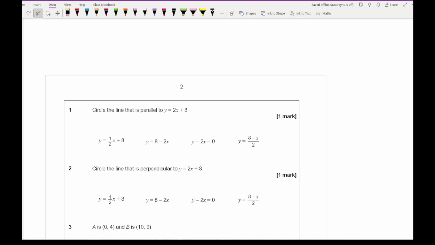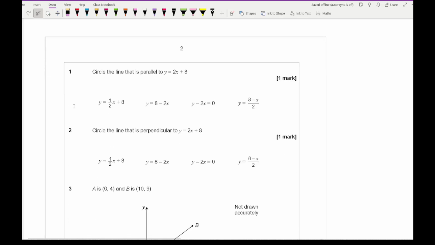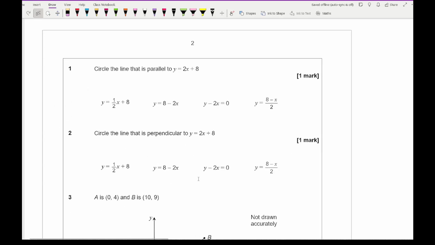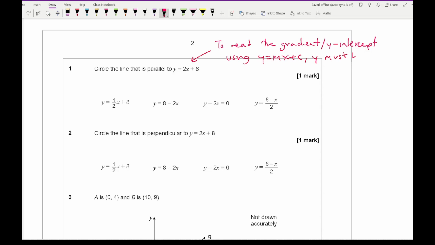So looking at question 1, it says circle the line that is parallel to y equals 2x plus 8. One thing I forgot to mention is that when you're using y equals mx plus c to read the gradient and y-intercept, y must be the subject. That's really, really important. So you might have to do some rearranging, but there you go.